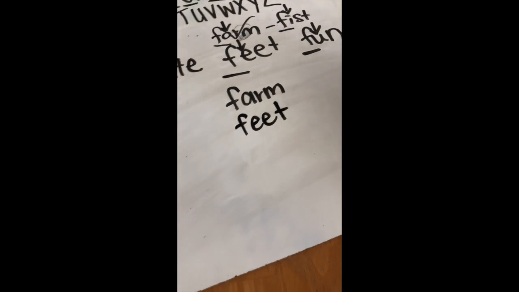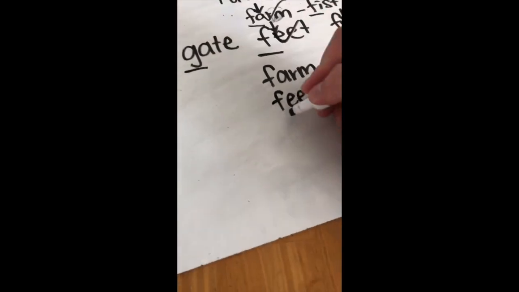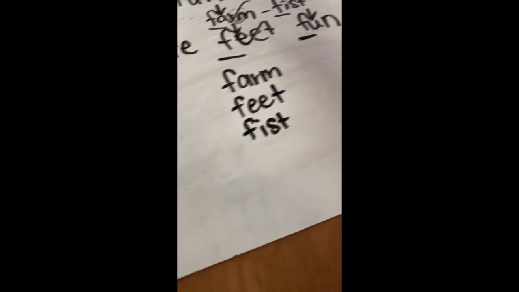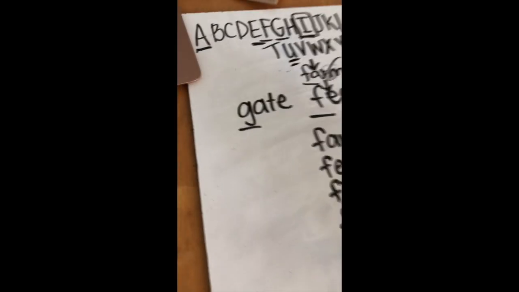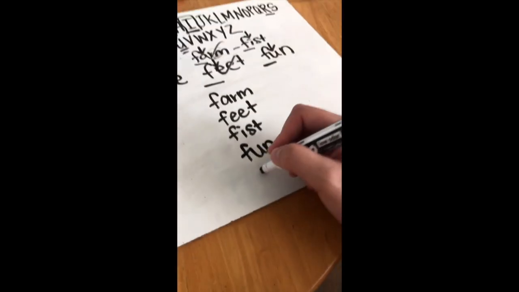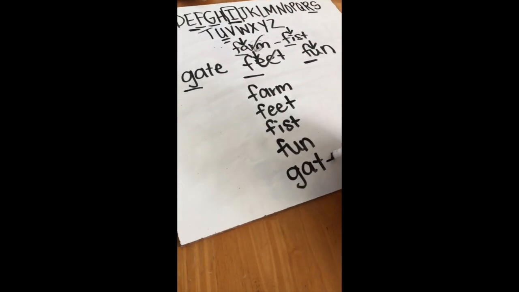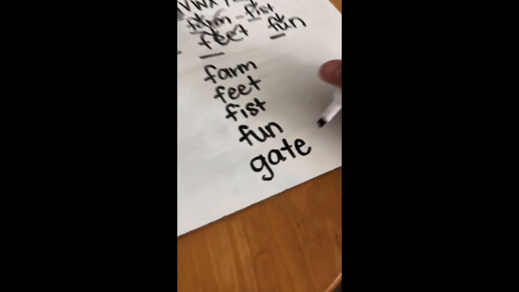So we have farm, feet, and then fist, because the I in the alphabet, here's that I, the I comes way before the letter U, so then we have fun, and finally, the word gate goes at the end, okay? Gate goes at the end.